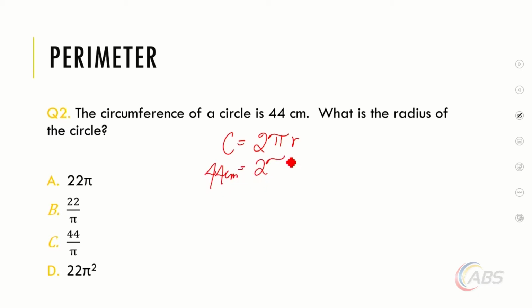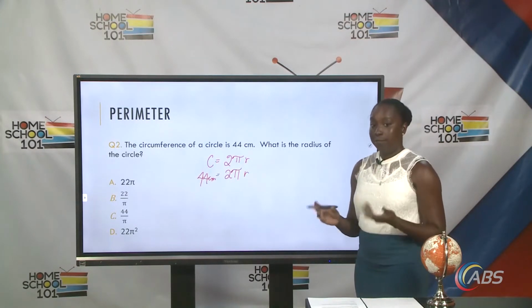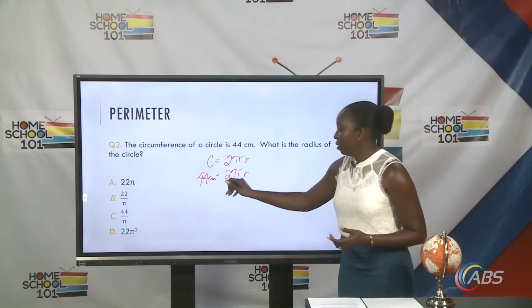2 times pi, and we need r. So this is a bit of algebra. We haven't touched that quite yet, but we have to now manipulate this formula in order to find our answer. Because 2 pi is attached to the radius, and radius is what we want, we have to do the opposite of whatever is happening to it. And when these things come together, it's a representation of multiplication. And the opposite of multiplication is division. And so we're going to divide both sides by 2 pi.